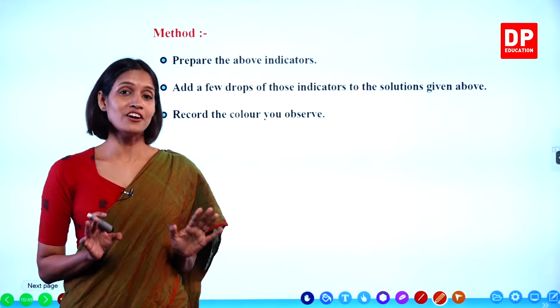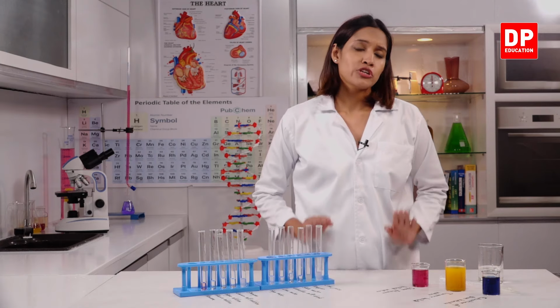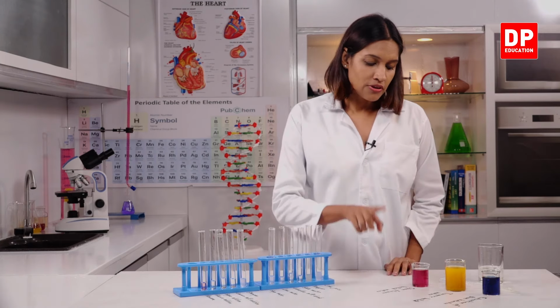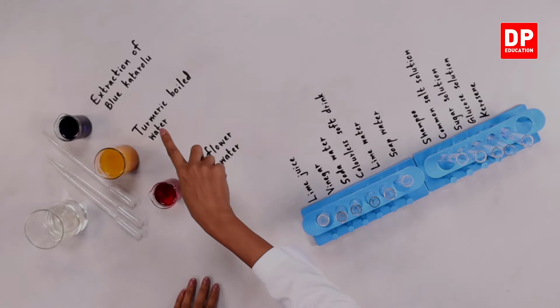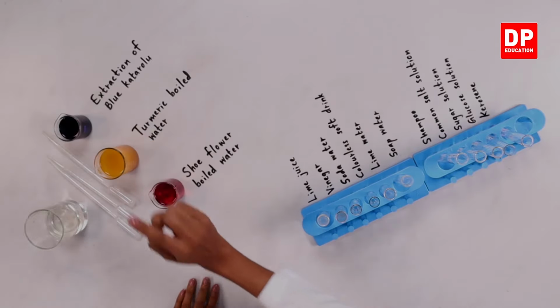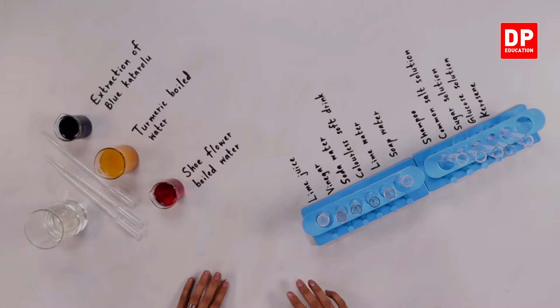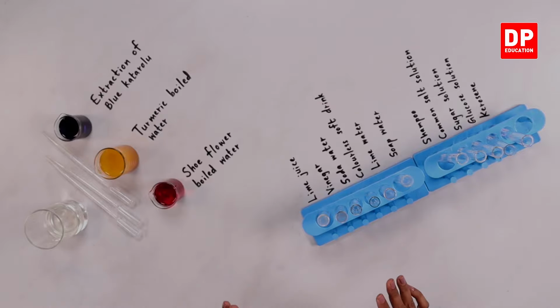Now we will go and do this activity. We learned about different types of natural indicators and now we are going to do this activity with some of the natural indicators that we discussed. So what are the natural indicators we are going to test with? We are going to test with shoe flower boiled water, turmeric boiled water and extraction of blue Cattarallu. But when you do this activity at home, if you can find other substances, you can make those indicators as well. Okay, children? So I am going to test these natural indicators with different types of substances, acids, bases and neutral substances that you can find at home.